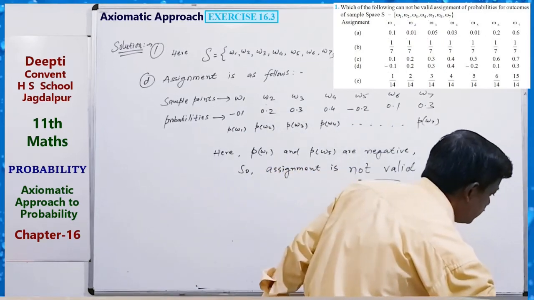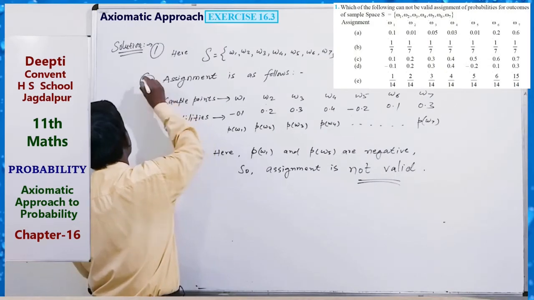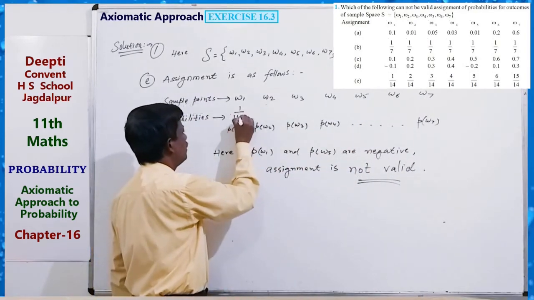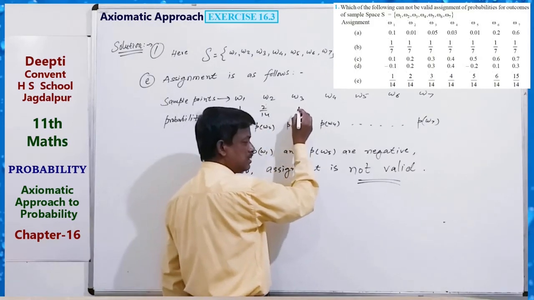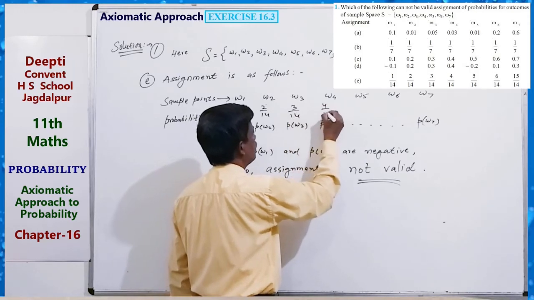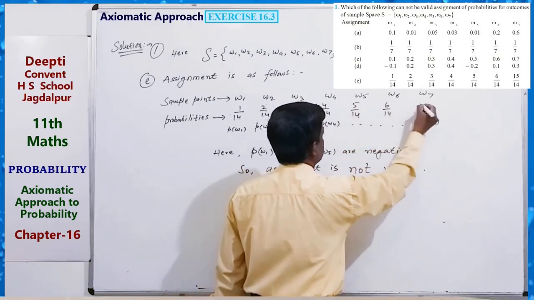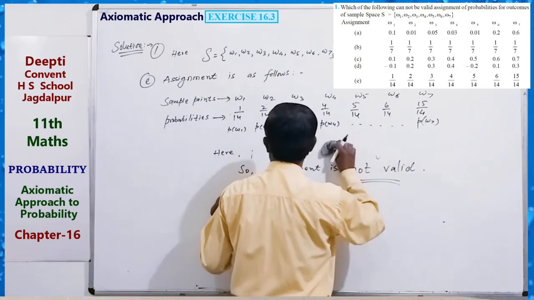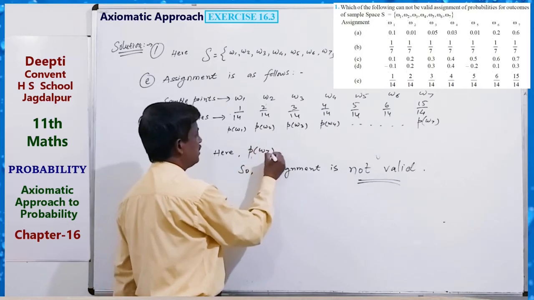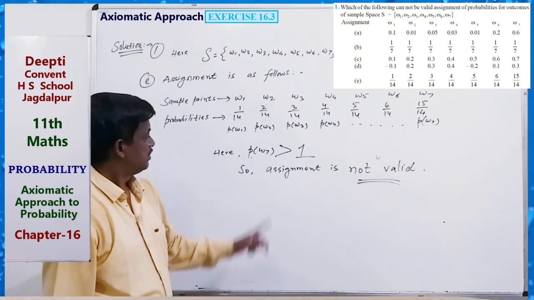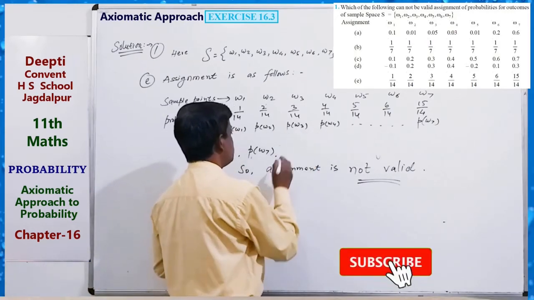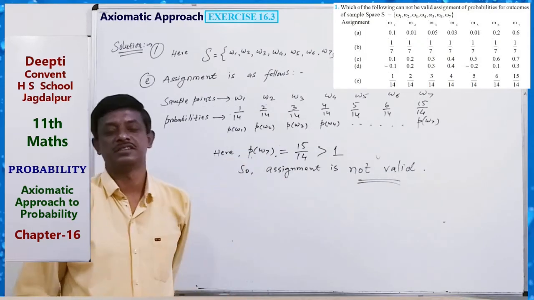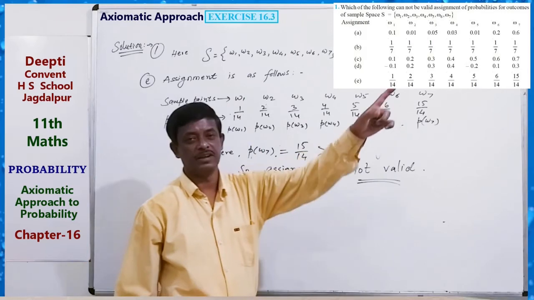E is given. E is given 1 by 14, 2 by 14, 1 by 14, 2 by 14 and 3 by 14, 4 by 14, 5 by 14, 6 by 14, 15 by 14. Okay. Here P omega 7 is greater than 1. What is 15 by 14? This is greater than 1. So the assignment is not valid because the first condition, less than or equal to 1, is not satisfied. Here it is greater than 1, so not valid.